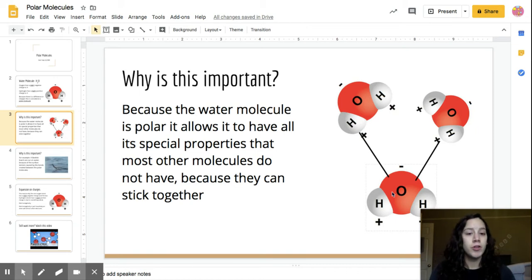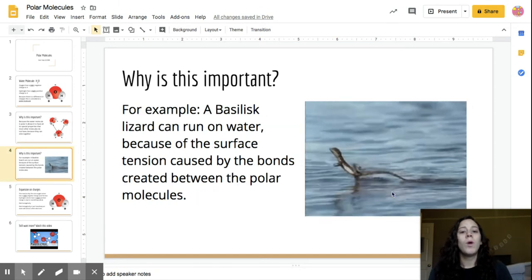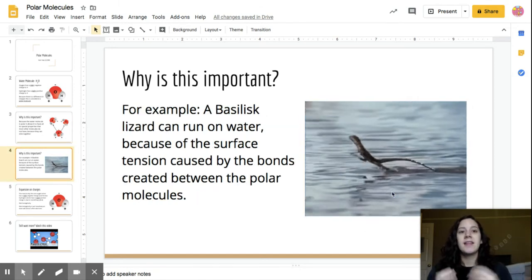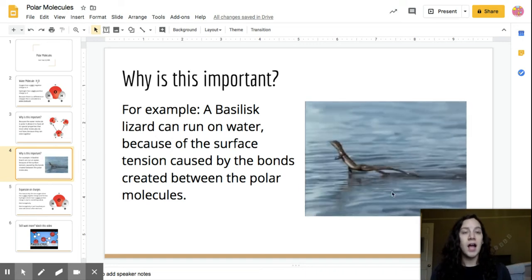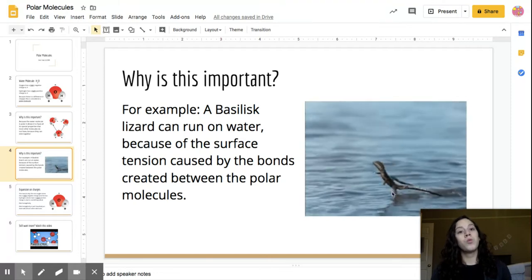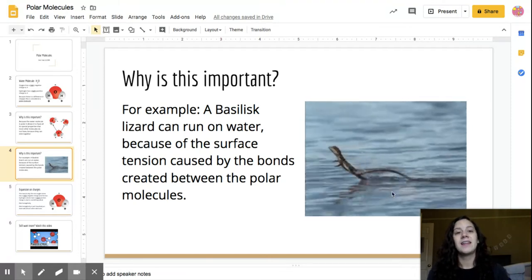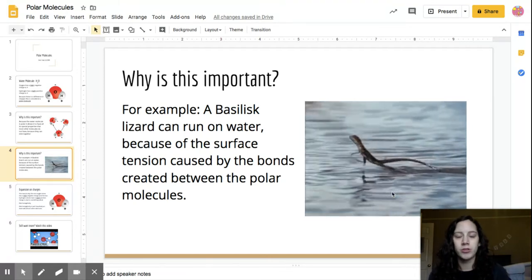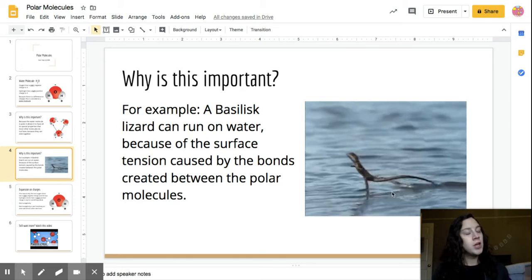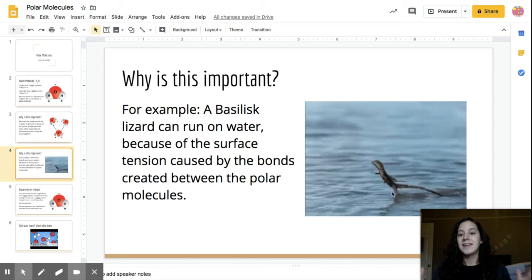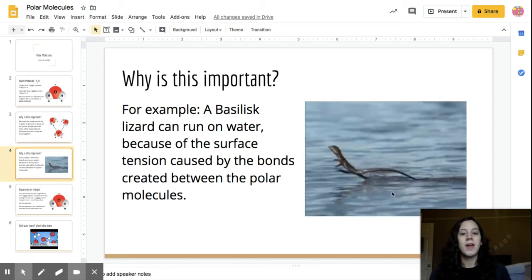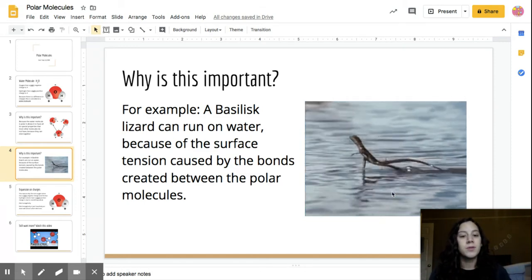So for those of you who are sticking around, I'm just going to go a little bit more in depth. Another reason why these polar molecules are so important is a lot of organisms really, really need these special properties that water molecules have. So for example, surface tension is also mentioned in the CK12 article. Again, it's really because we have these bonds that are created between the polar molecules.